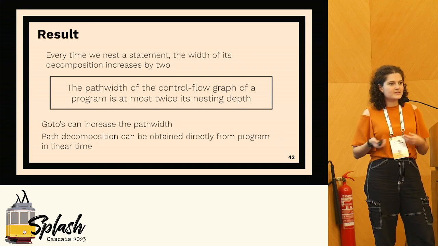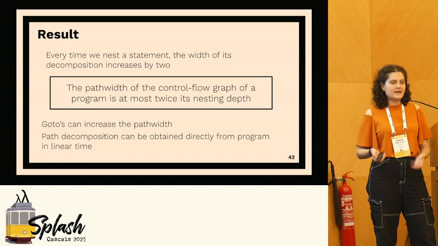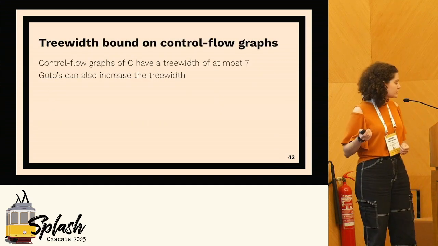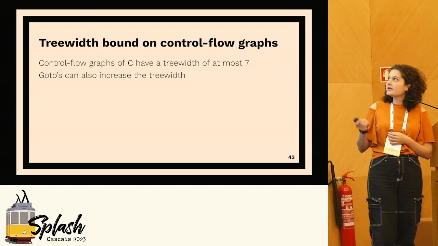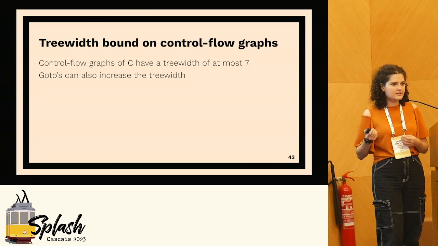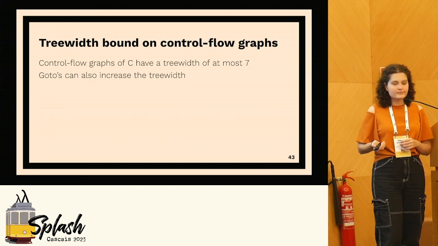This is important because path decompositions are actually very hard to obtain in practice, but for control flow graphs, we can get a path decomposition very easily. And this is to contrast with the previous result, which was for the tree width of control flow graphs. And that was that control flow graphs of C have a tree width of at most 7. This number changes according to the language, but it's generally a constant. And it also increases by 1 every time we add a goto.